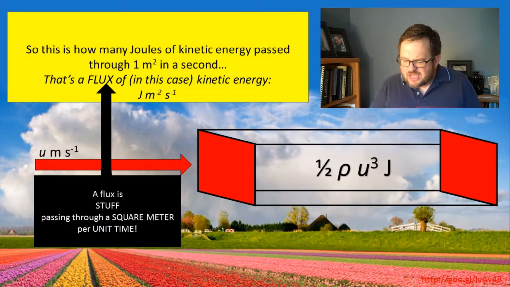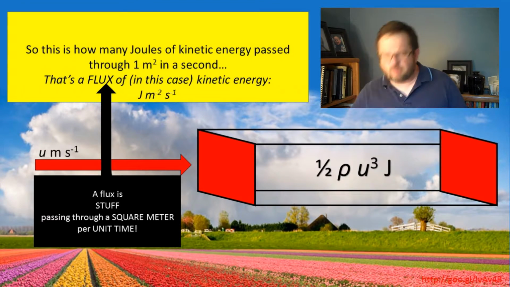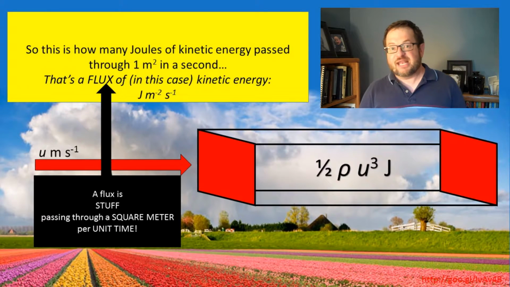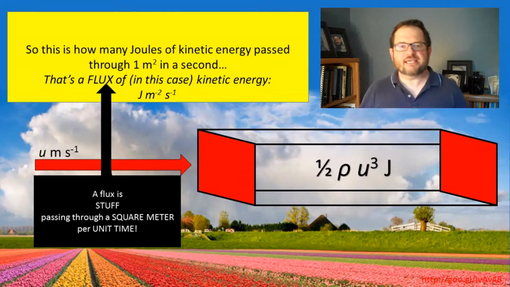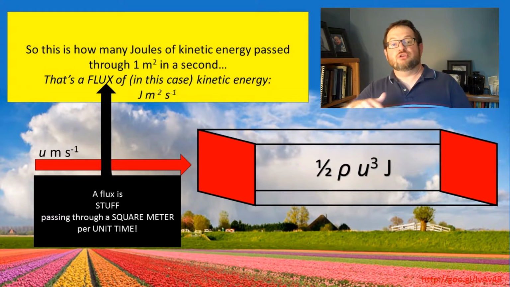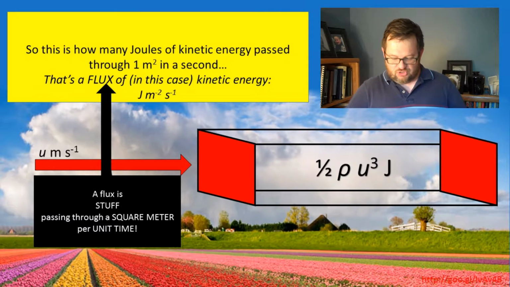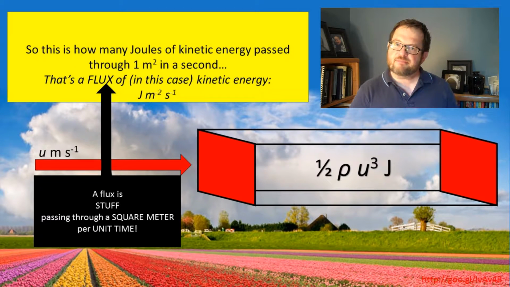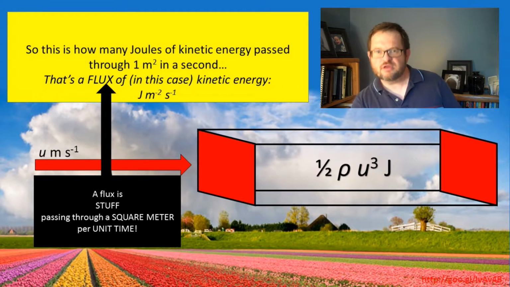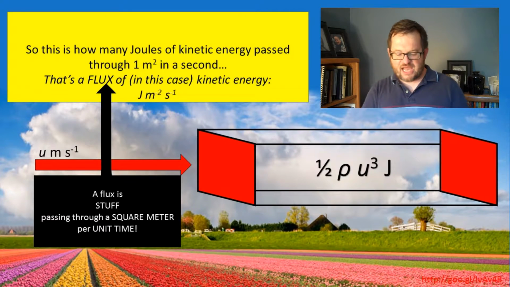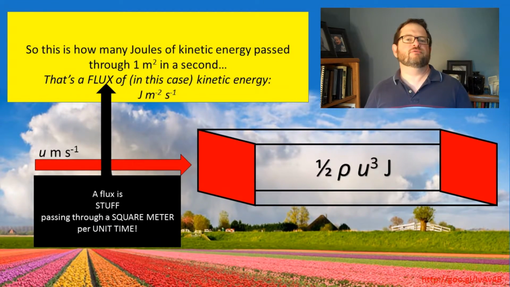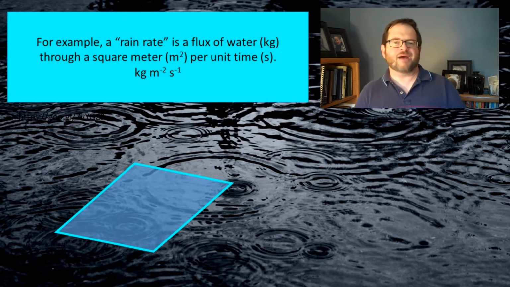In fact, this idea of a flux is a very powerful thing. That's actually why we're working through all this, is to learn about flux. Flux is an idea in science. Flux is stuff, in this case kinetic energy, passing through a unit area per unit time. Flux is stuff per square meter per unit time. And it's a very useful concept all over the place in science. Let me pick two that would be kind of related to meteorology and power and so on.